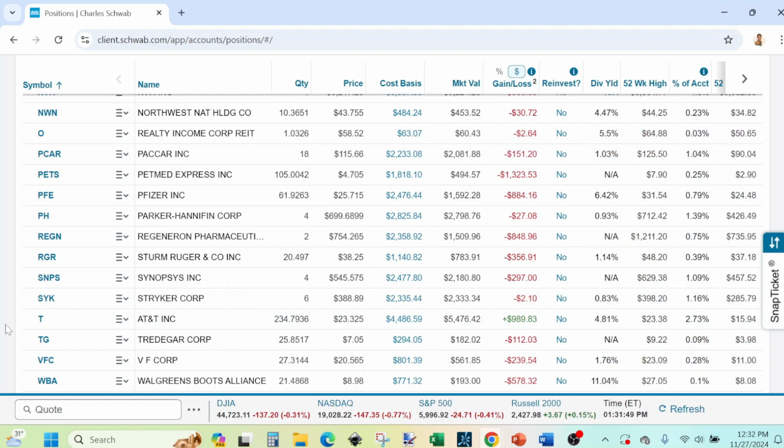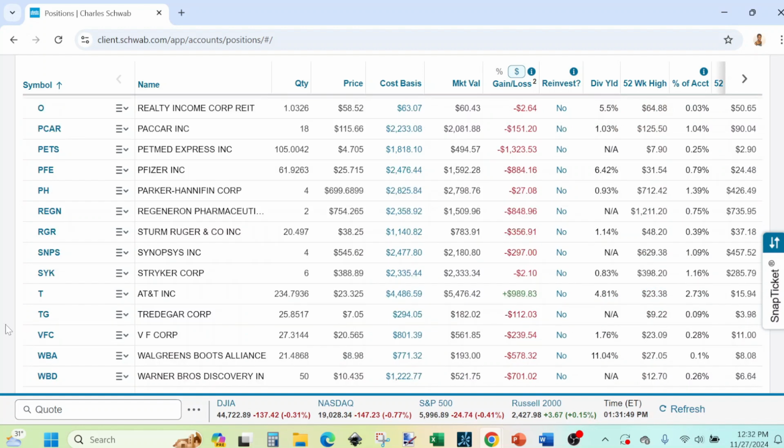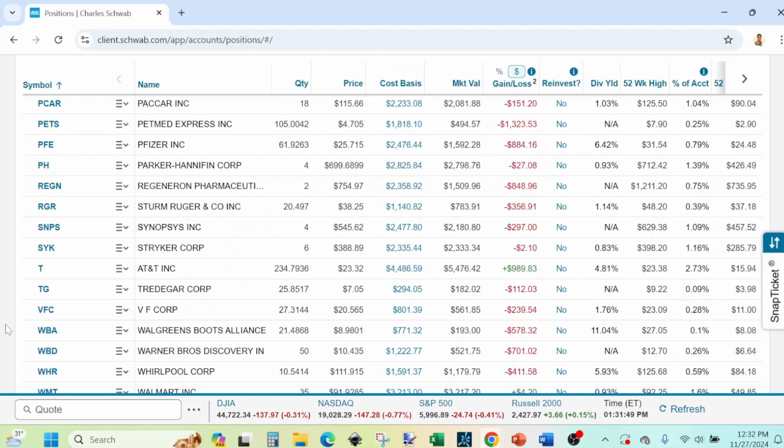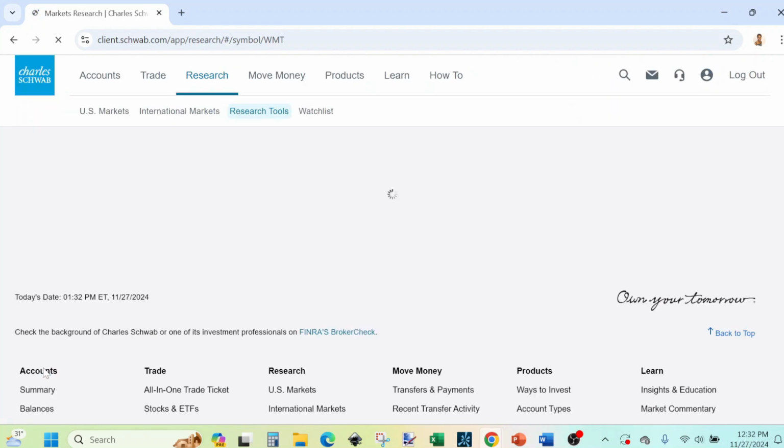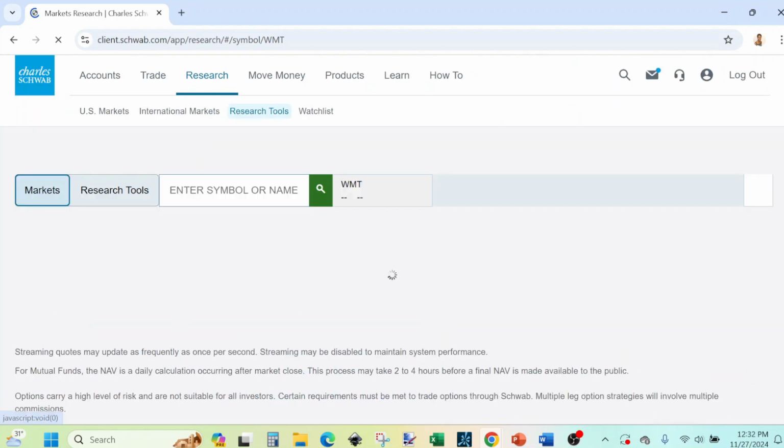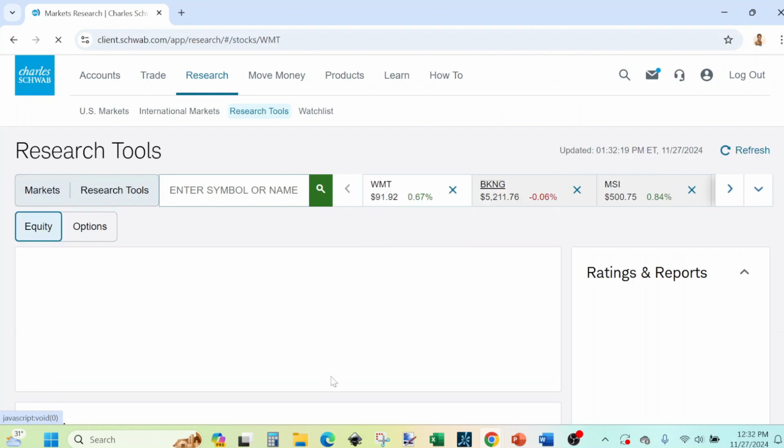And I like to highlight those stocks that I'm placing the orders for, so that I do not buy them again if the order goes through. And as we continue to scroll down, I didn't see any other stocks in the account to sell.